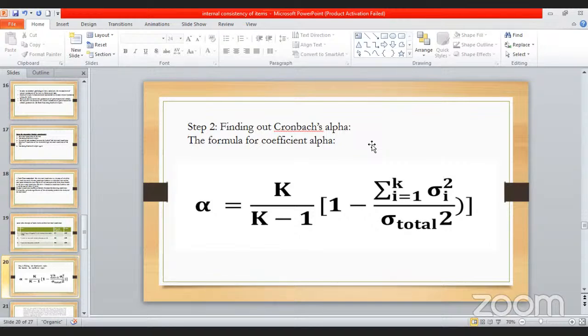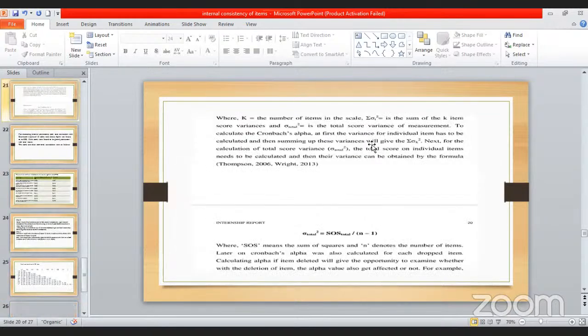Yes, yeah. And for the calculation of total score variance, the total score of individual items needs to be calculated, and then their variance will give the total score variance. That is the sigma total square. Clear? Yes, yeah. Okay.